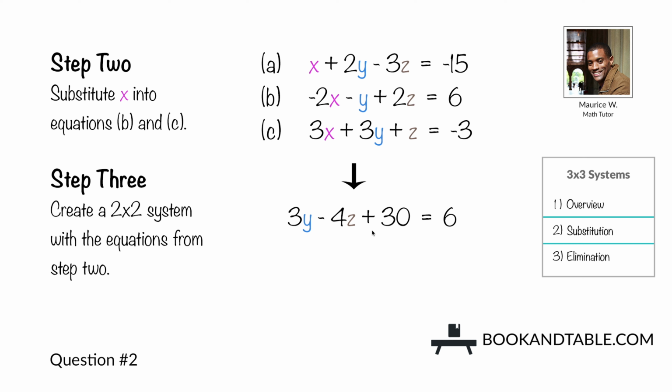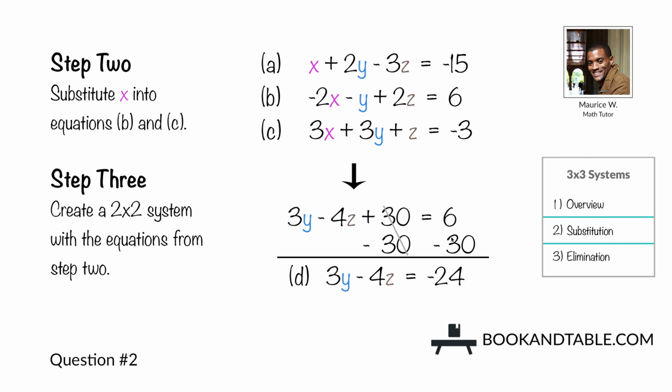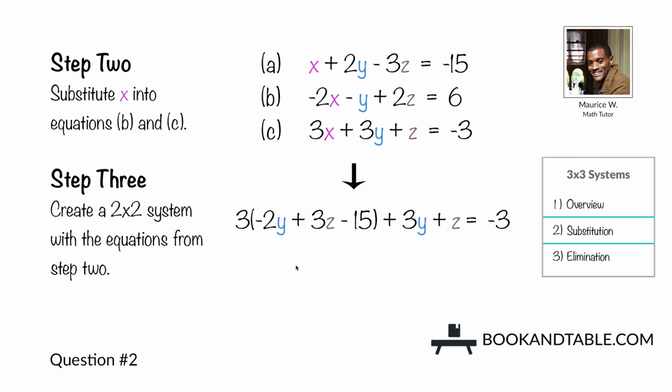And now we want to subtract 30 from both sides, showing us 3y minus 4z is equal to 6 minus 30, which would be negative 24. So this would be our equation D. So we'll put that to the side, and now we'll substitute x into equation C here, giving us 3 times negative 2y plus 3z minus 15 plus 3y plus z is equal to negative 3.